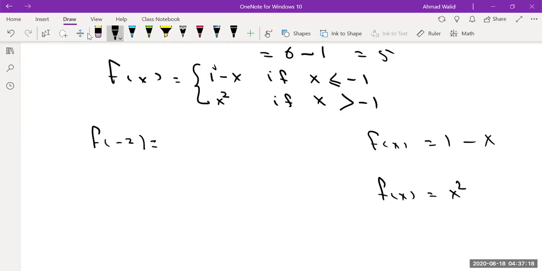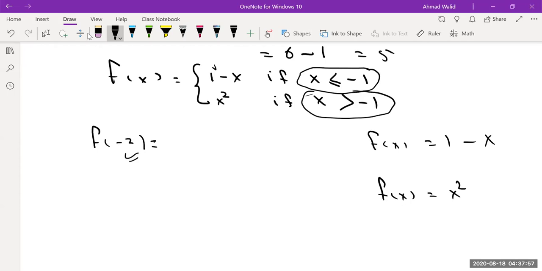Now, f of 2, where can I find f of 2? In the first function or in the second function? To avoid mistakes about where to plug this in and which function, always look for the restriction. This part represents the domain of your function, correct? You check whether the point they're asking you to evaluate is in the domain or not.